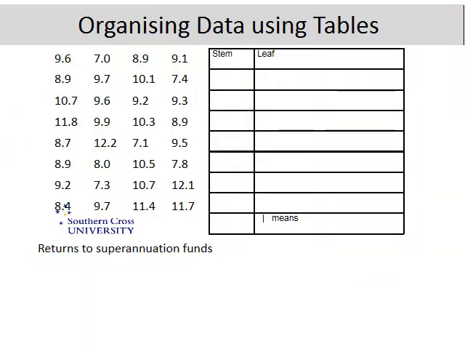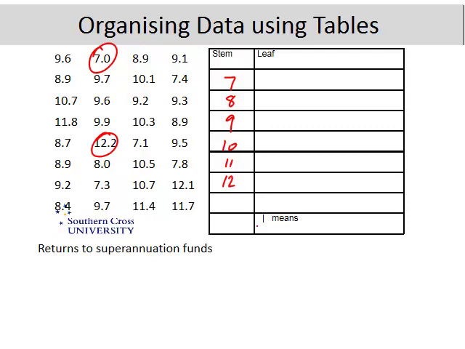Okay, with the next one, we've been asked to organise our superannuation fund data into a stem and leaf. So what we need to do is have a look at the numbers and the range. Once again, it goes from 7 up to 12.2. And think about what we could make stems and leaves. It looks as if the whole number part could be a stem: 7, 8, 9, 10, 11, 12. And the decimal part then becomes a leaf.